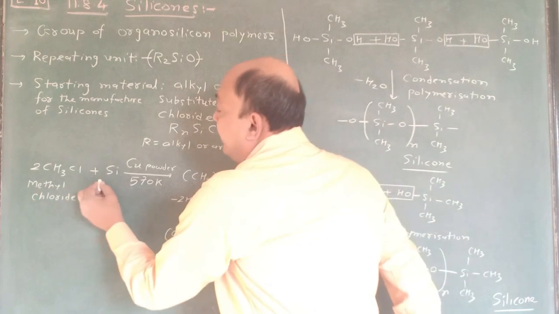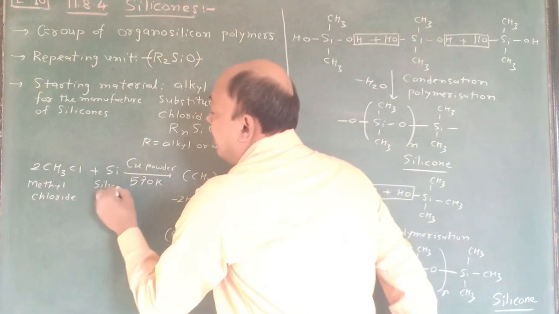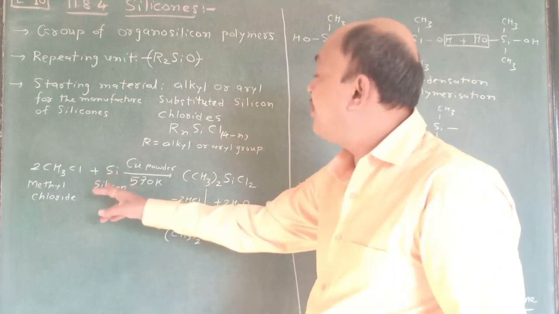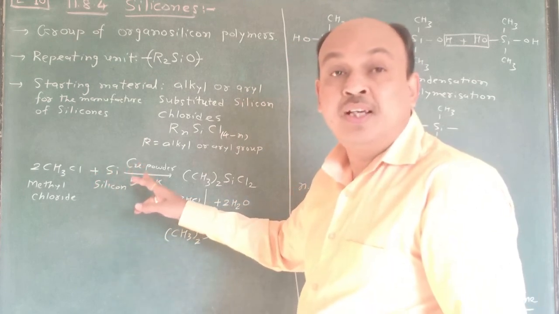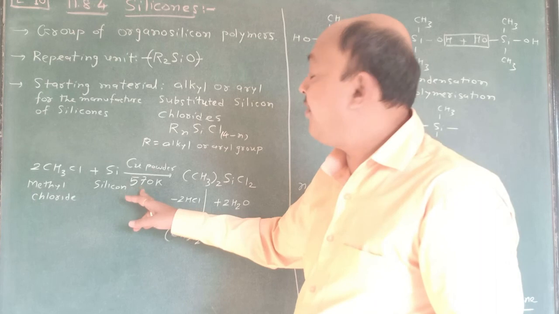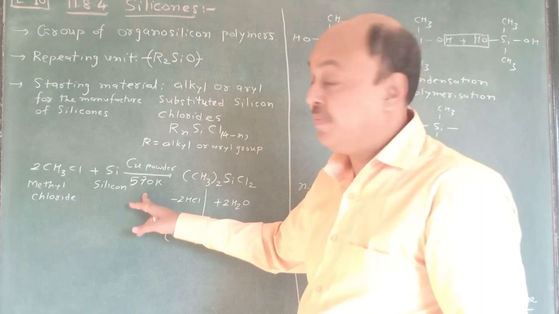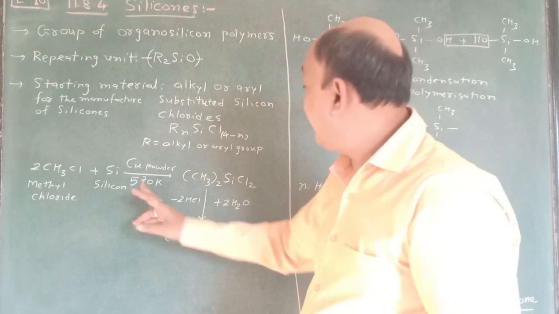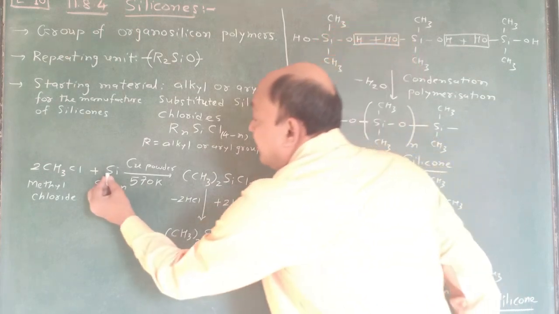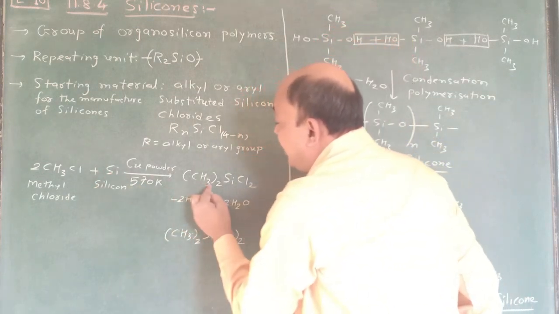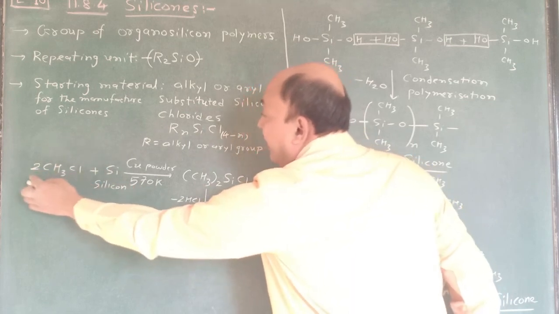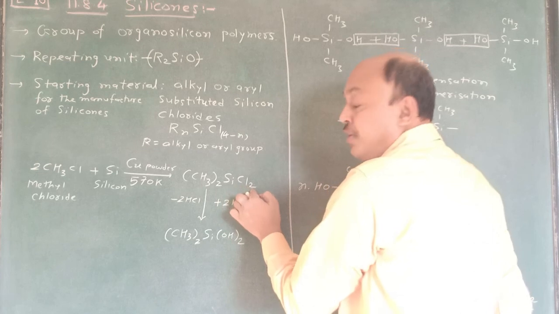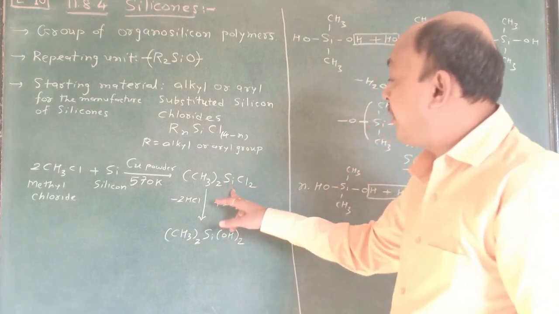Methyl chloride, when 2 moles of it react with silicon in the presence of catalyst copper powder at 570 Kelvin temperature. Remember this catalyst is used at 570 Kelvin temperature. Just see, this silicon is attached with 2 methyl groups and 2 chlorines, and that's why (CH3)2SiCl2. This type of product is obtained.